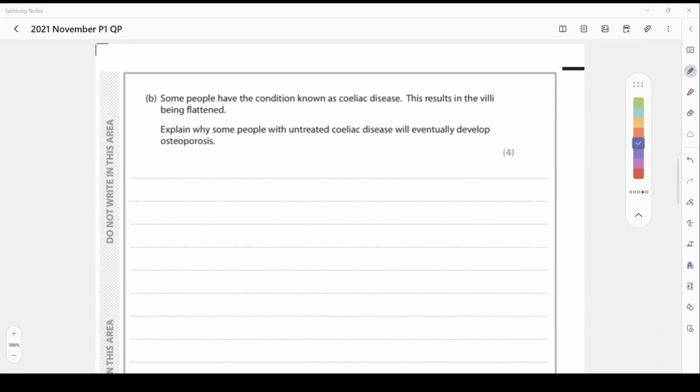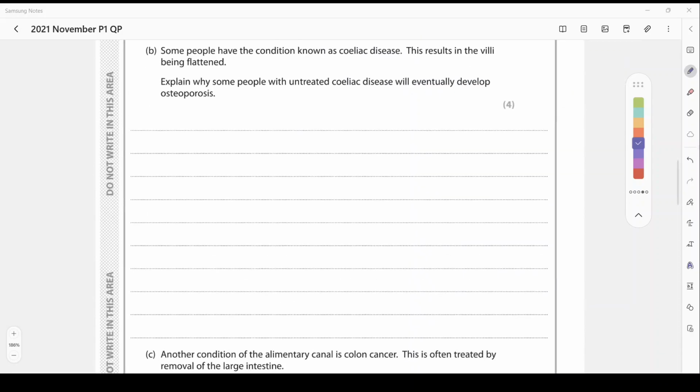Okay, let's move on to part B. Some people have the condition known as celiac disease. This results in the villi being flattened. Explain why some people with untreated celiac disease will eventually develop osteoporosis. So osteoporosis is when the bone density decreases, and so that leads to the bones becoming weaker. And the nutrient that is responsible for the development of our bones is calcium, so calcium ions.